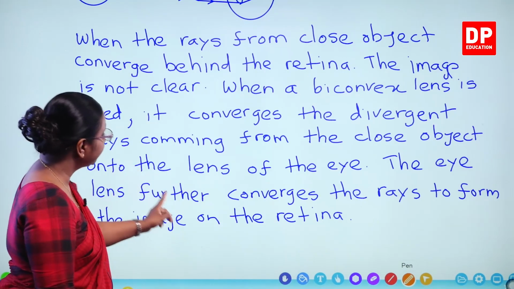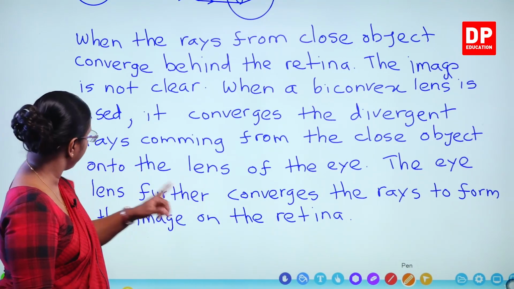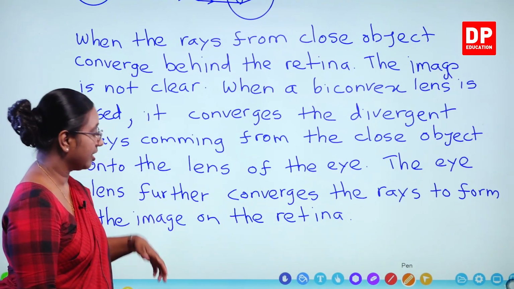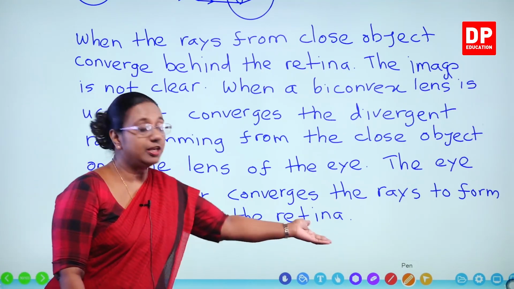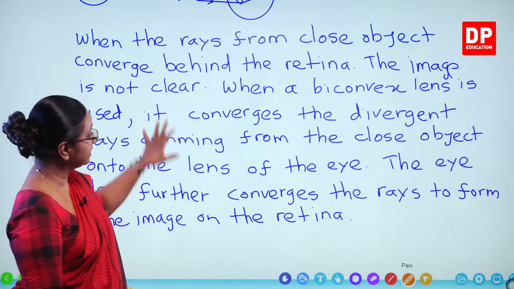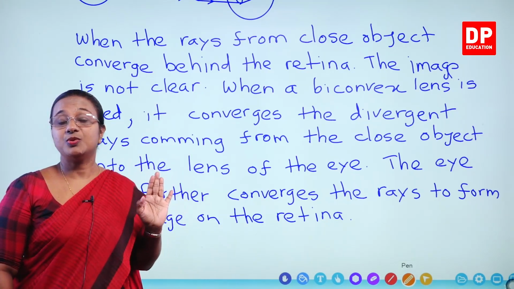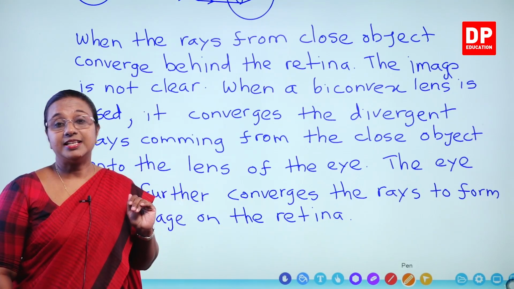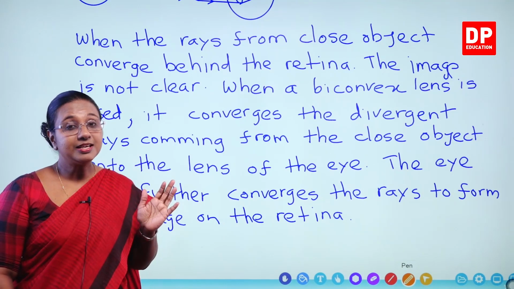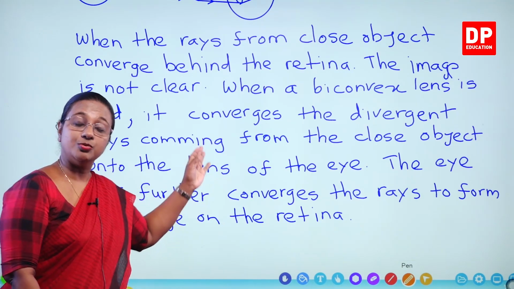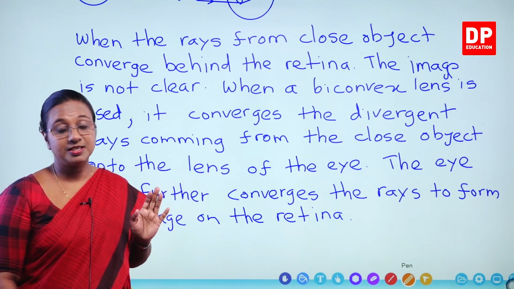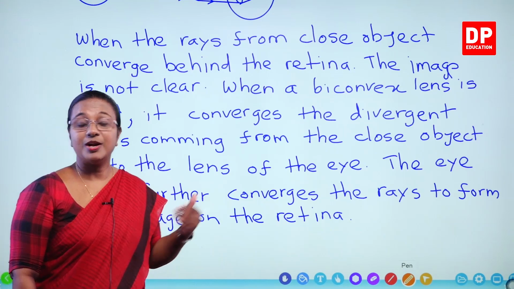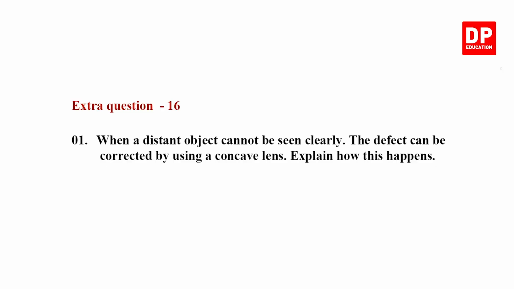The eye lens further converges the rays to form the image on the retina. So, the close object will be seen clearly. You can even include that point as well. But this is the explanation as to how long sight is corrected. Is that clear to you all, students? I am sure you were also able to write it like this in your own words. So, with that, I will move on to the next question.